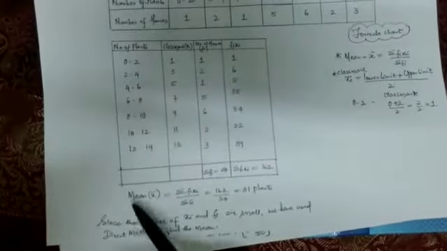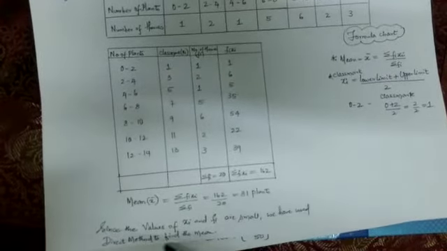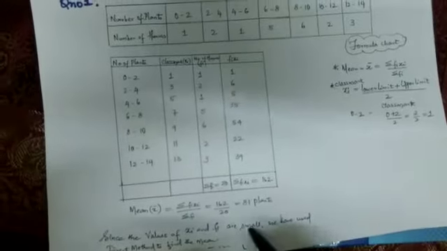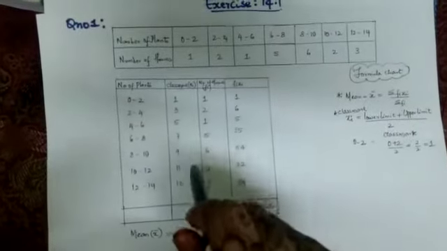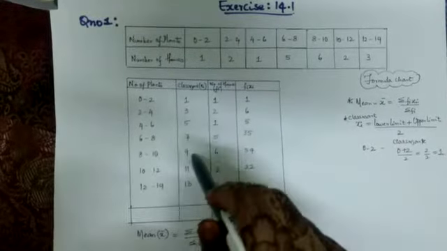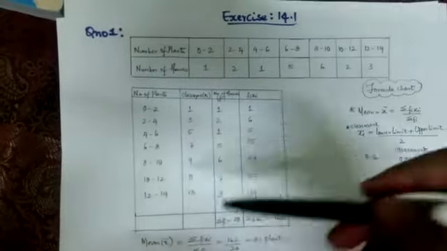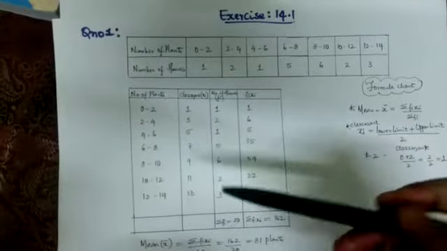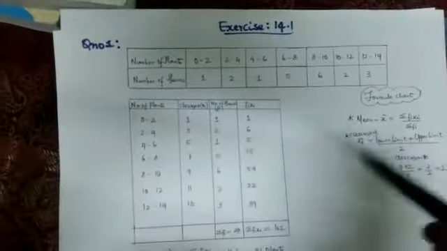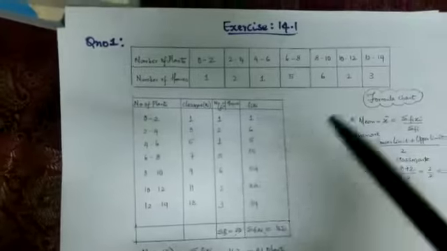So what reason will you give if this question is asked to you? Why have you used a particular method? Since the values of xi and fi are small, we have used the direct method to find the mean. Now the question that arises is, what method to use when the values of xi or fi are big? It's nothing but our next two methods, the assumed mean method or shortcut method and the step deviation method. So I'll now explain how to use the step deviation method or assumed mean method.